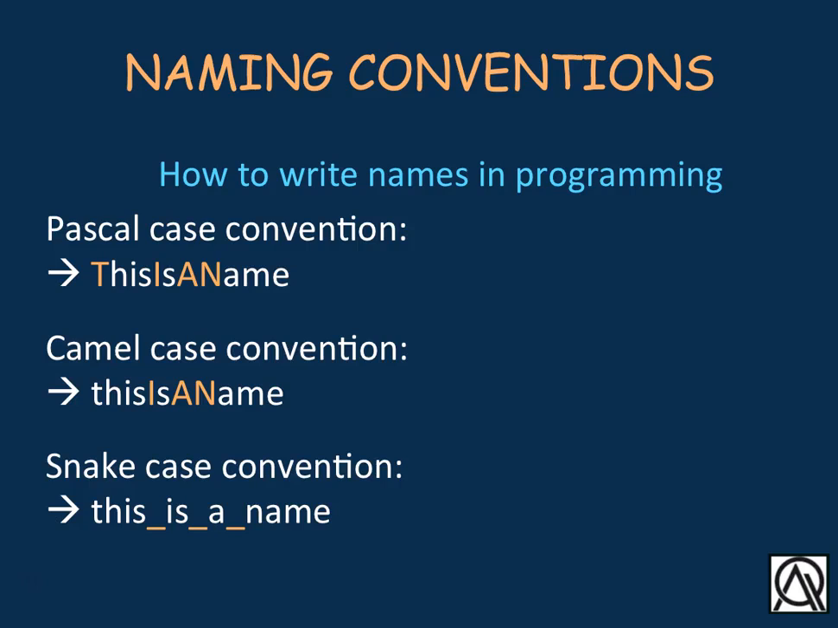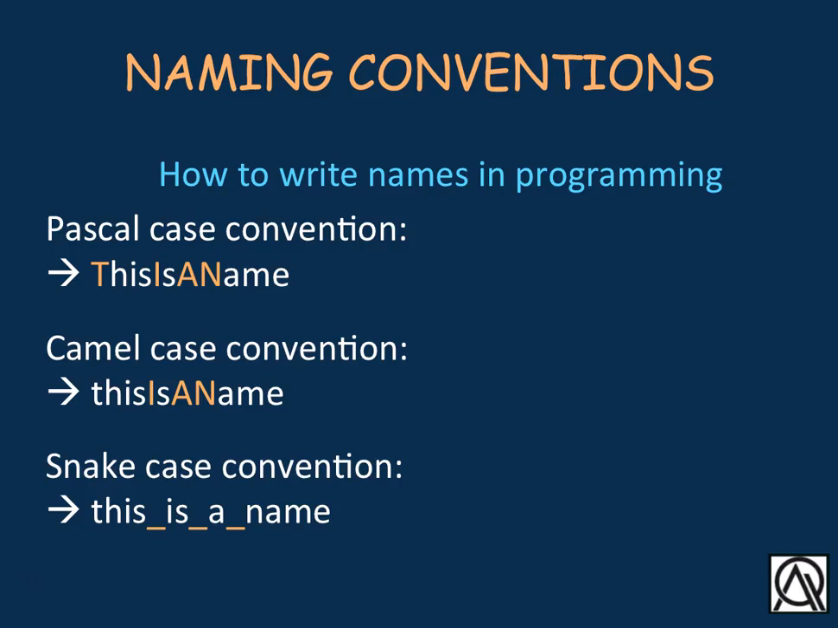So this is written with capital T, and this is written with capital I. And we have a name: A is a capital A and name is capital N. So the first letter of each word will be a capital letter. So Pascal case convention is used for classes in Java.